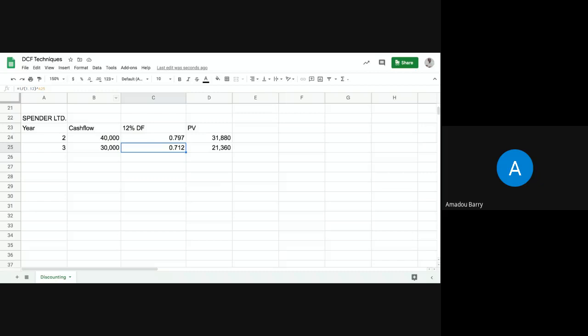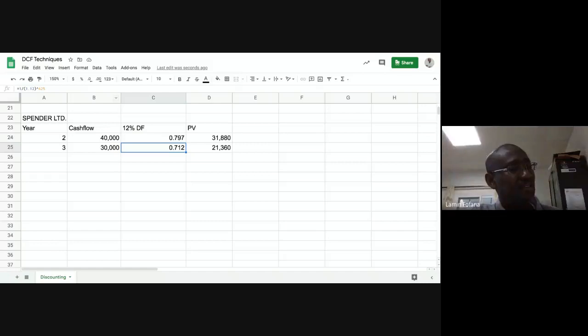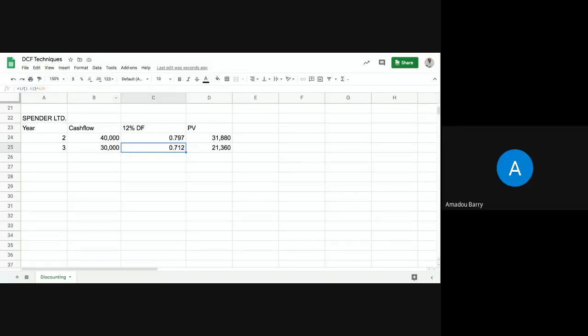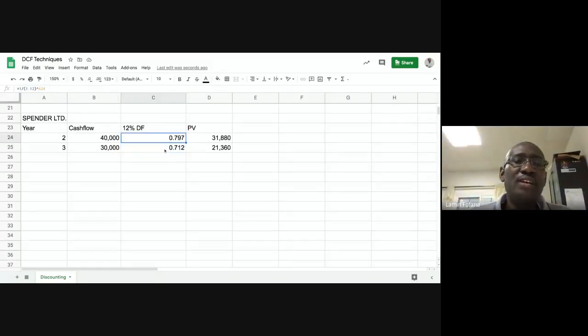But you rounded up the year 3. You rounded it up. Yes. Because what you do is after calculating, you write it down. Write down all your discount factors. Now, if you want to multiply, instead of using what is in the calculator, because what is in the calculator is not rounded, you freshly type 0.797 multiply by 40,000, then that will give you the answer.